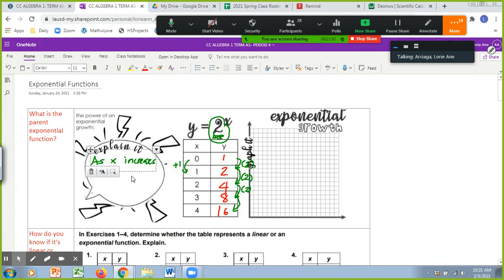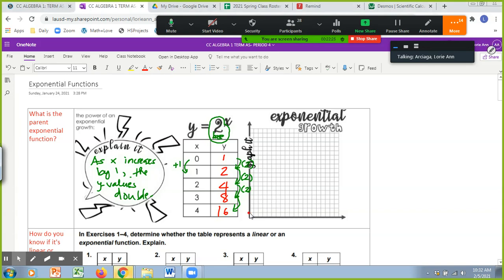Okay, so as x increases by 1, the y values double, right? Okay, as x increases by 1, the y values double. Now, why do they double? Because the base is 2. Let's graph that, shall we? Okay, let's graph 0, 1. So 0 is in the middle, and then you go 1 up.